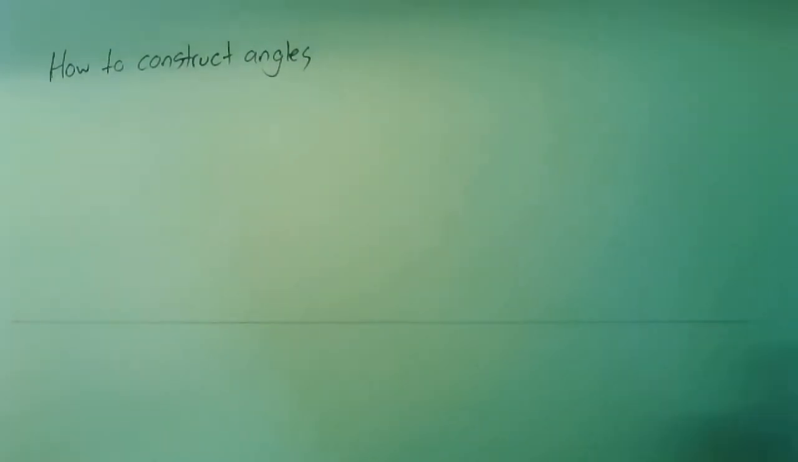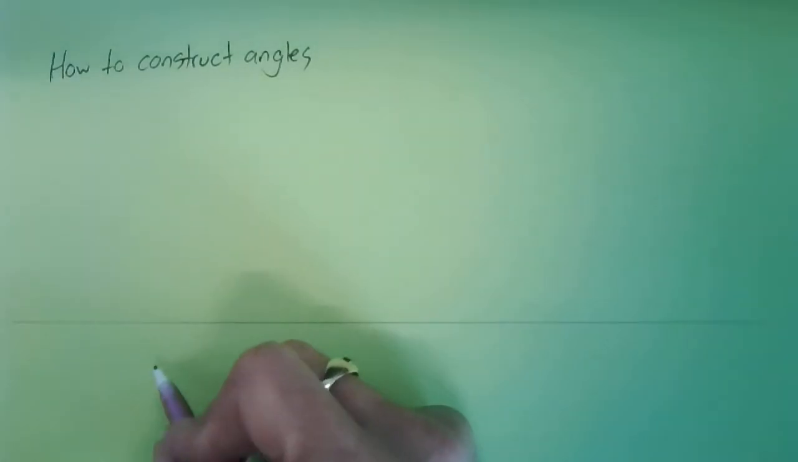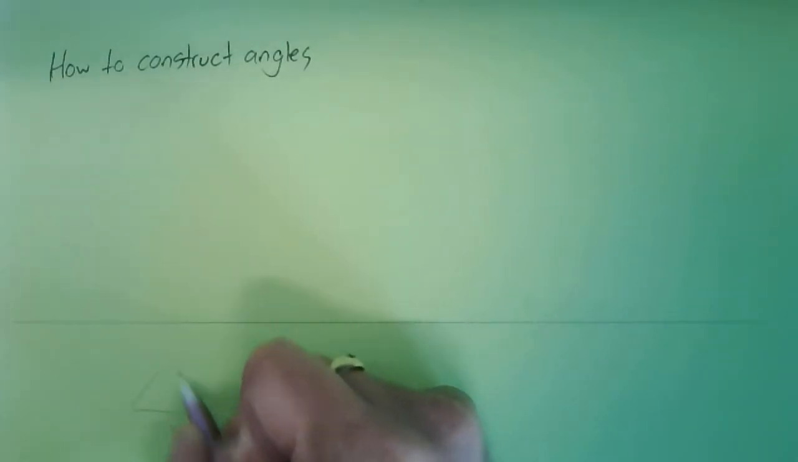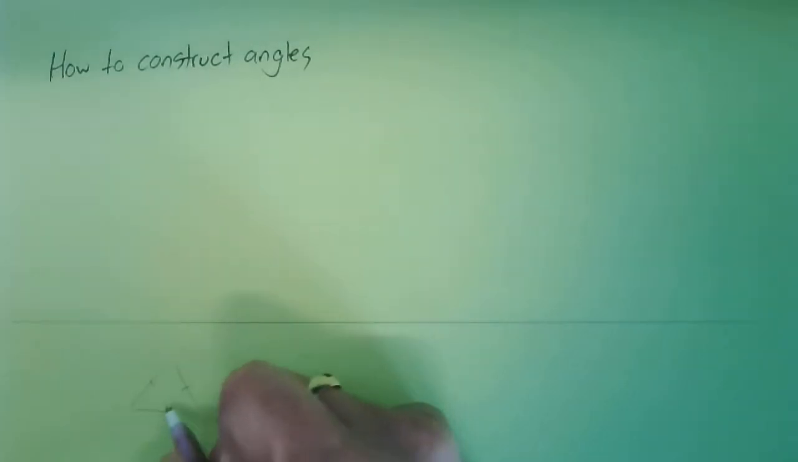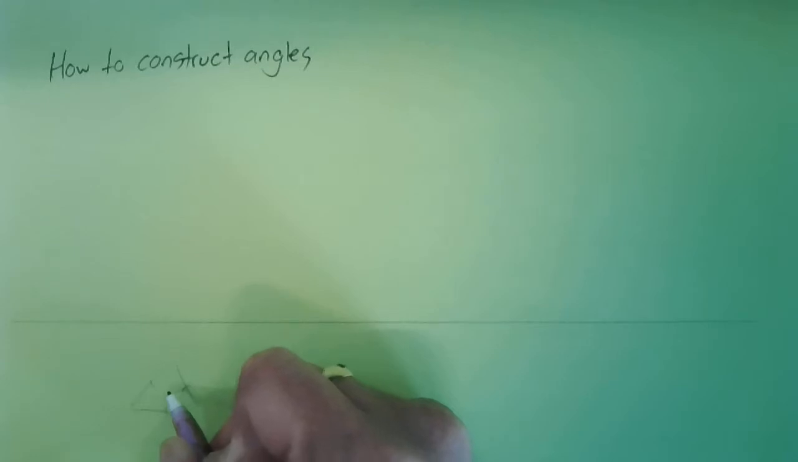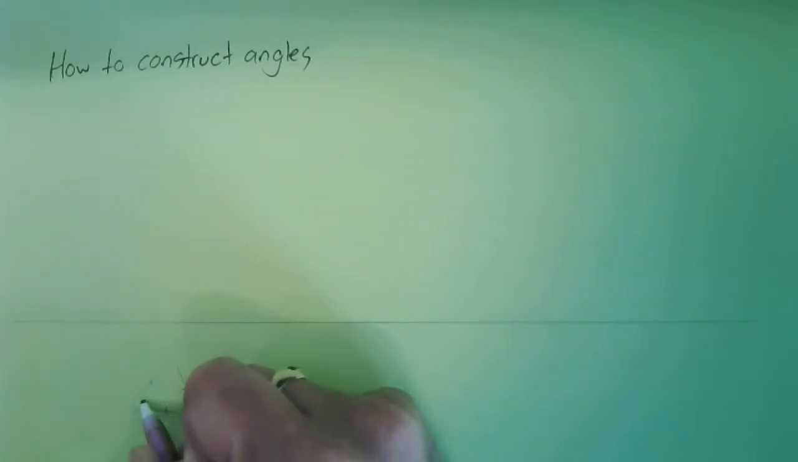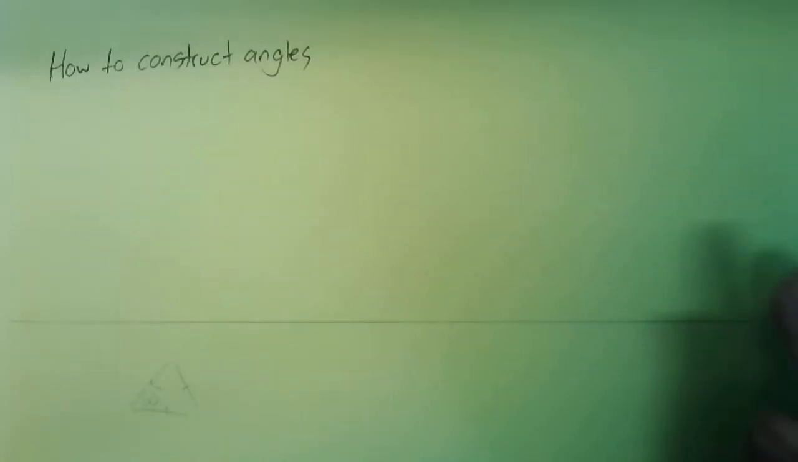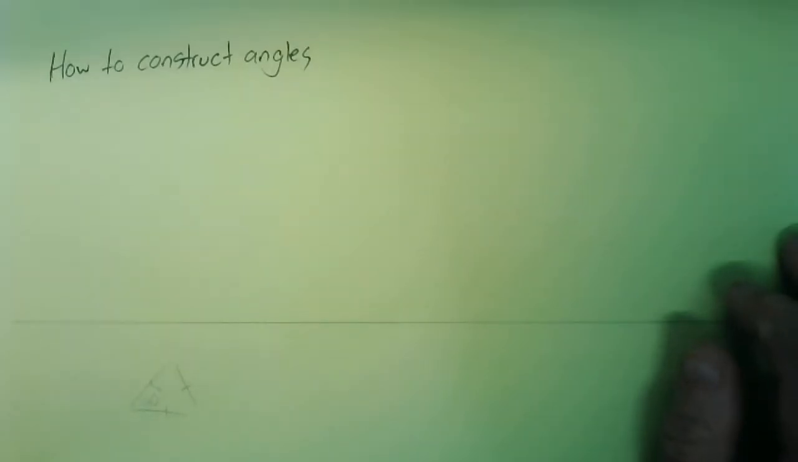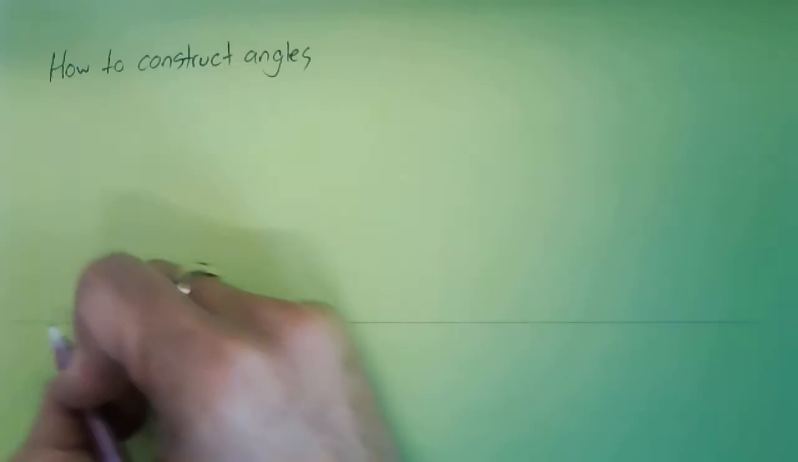Now we're going to look at how to construct certain angles. We can construct a 60-degree angle if you think about an equilateral triangle, where all sides are equal. Well, if all sides are equal, all angles are equal. The angle sum of an equilateral triangle, or any triangle, is 180 degrees. 180 on 3 means each angle will be 60 degrees. So if we can just make an equilateral triangle, we've constructed a 60-degree angle.